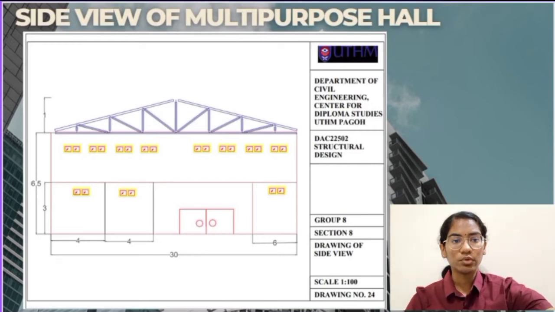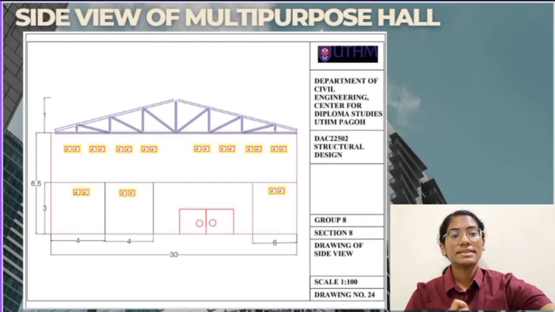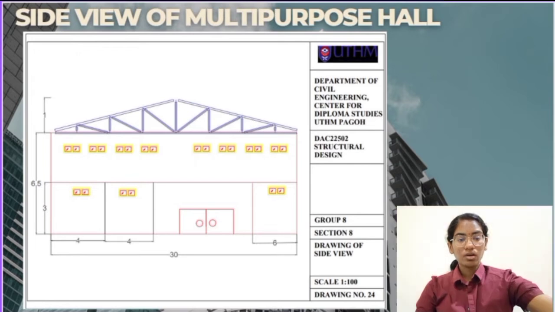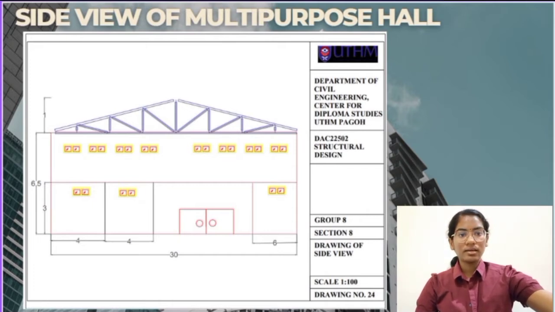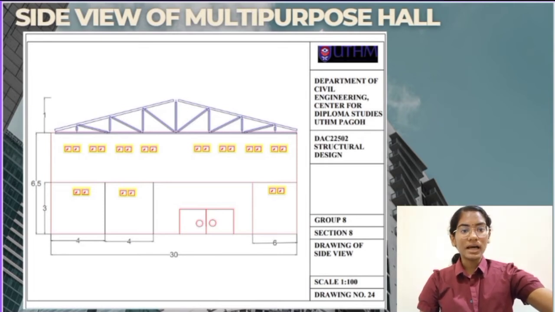For the side view, we can see that the dimension of the hall is 30 meter in length and 7.5 meter in height. There is also a side door for this multipurpose hall. Moreover, the 3 divided parts are, the first one is the toilet, which is 3 meter in height and 4 meter in length, and the second one is the locker room, which is the same, 3 meter in height and 4 meter in length, and the last one is the storage room, which is 3 meter in height and 6 meter in length.